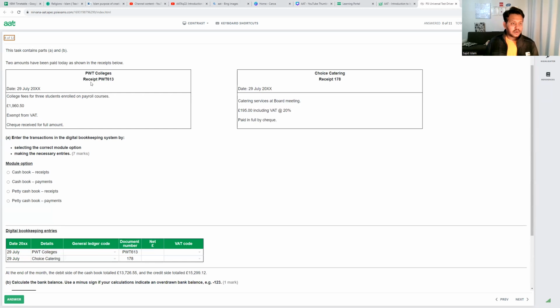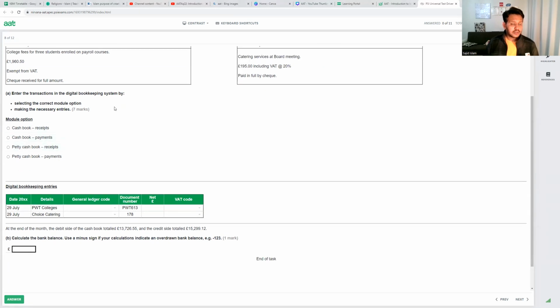Okay, so we paid for one, the PWT college. So the college fee for the student, for the payroll course, that is a training. Payroll course is a training. And choice catering. Catering is just maybe for the tea and coffee or some food. So we can say it's a refreshment, or you can say staff welfare or entertainment, something like that. Enter the transaction in the bookkeeping system.